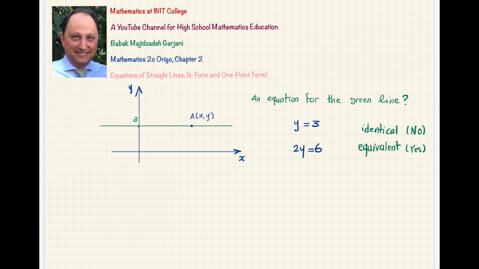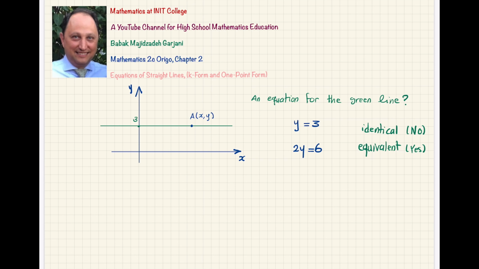Okay, so one thing is, if I give you a horizontal line and I ask you to write an equation for this, what you need to do is to find any point on that line whose y coordinate is clear for you. As soon as you get that number as the y coordinate, you write y equals that number as the equation of that line. Yes?